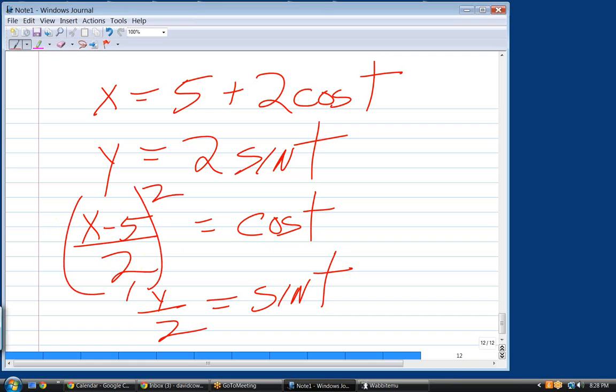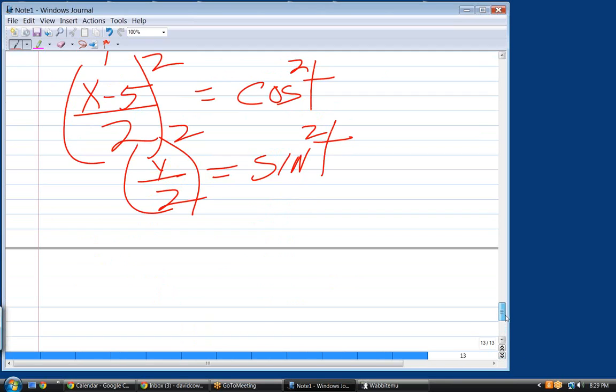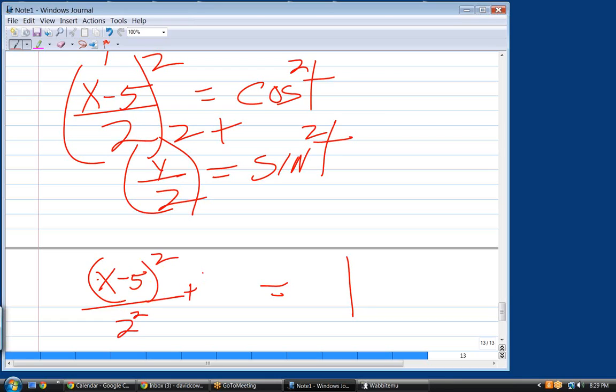That's always the next step. Square both sides. It's not obvious. You've got to do it a few times before you remember that's how you solve these. Took me a while to figure it out. Now, add the two equations. The right side becomes 1. The left side becomes x minus 5 squared over 2 squared plus y squared over 2 squared.